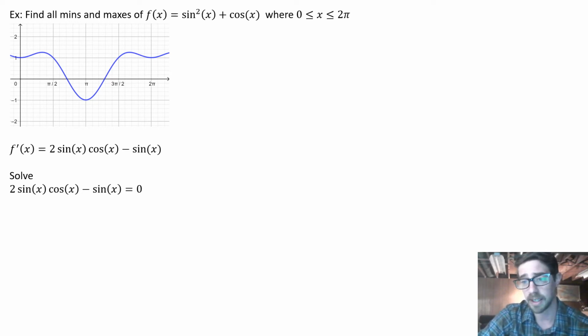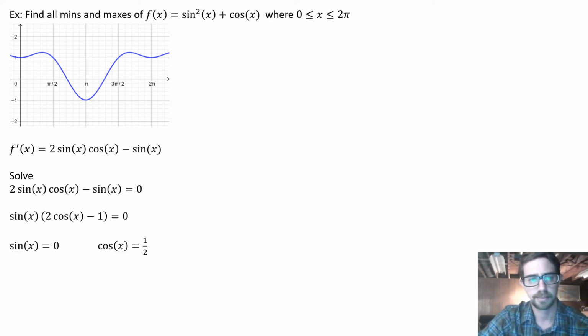So we need to have our algebra skills on point. So you factor now. Do not divide by sine, because if you divide by something that has a variable in it, you lose solutions. So factor out a sine. You get sine of x times 2 cosine of x minus 1 equals 0. So from that, either sine of x equals 0 or 2 cosine of x minus 1 equals 0. I skipped the part where I put the 1 over there and divided by 2.